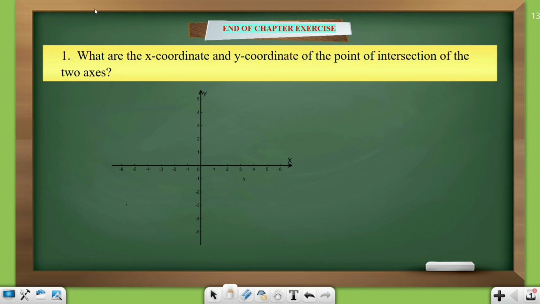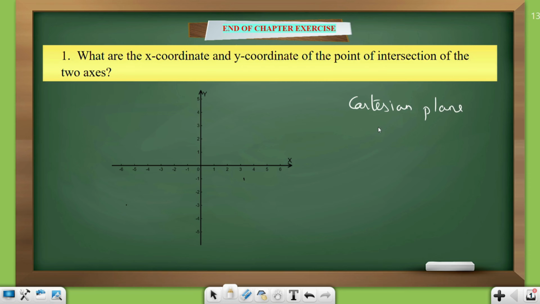In this video, we are going to solve the end of chapter exercise of chapter 1, the use of coordinates. In this problem, we are going to see question number 1 of our exercise, which is: what are the x coordinate and y coordinate of the point of intersection of the two axes? Basically, in the introduction of this chapter, we have learned that the Cartesian plane is made up of two perpendicular straight lines. Okay, so the Cartesian plane is the basis for this question.